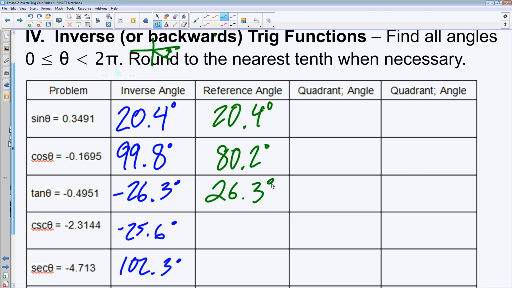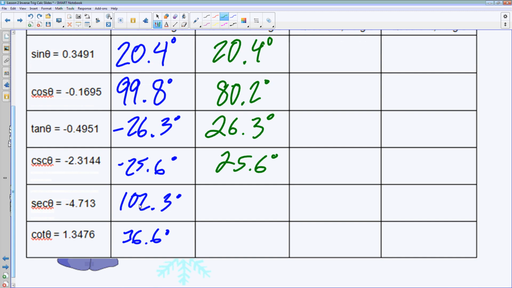So 26.3 degrees, 25.6 degrees. We have another obtuse angle, 102.3, so we know that would be in our second quadrant. So we're going to subtract that amount from 180 to get 77.7 degrees. And then finally, the last one, it already is its own reference angle.